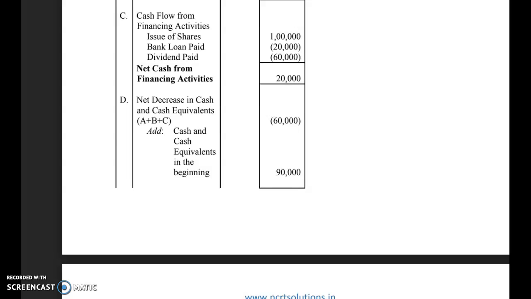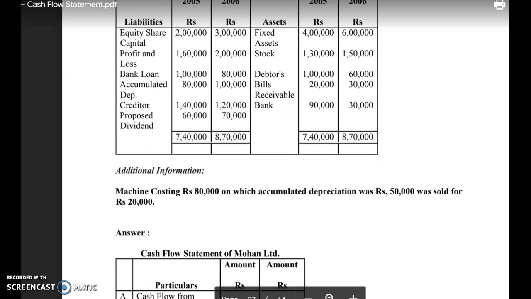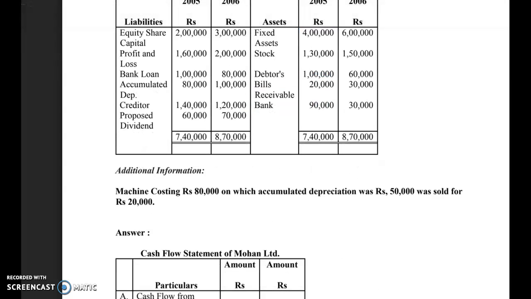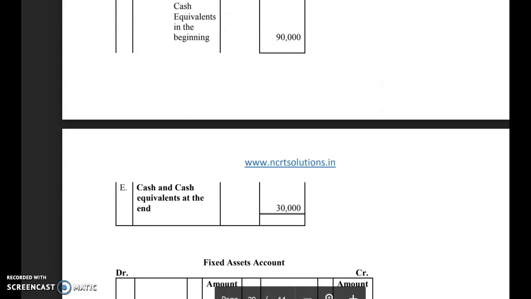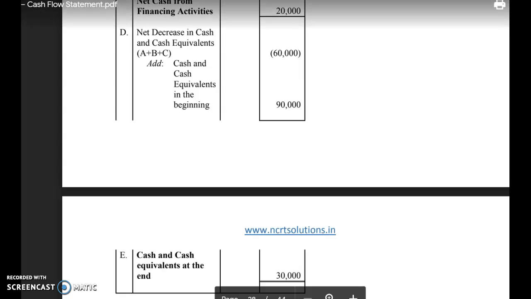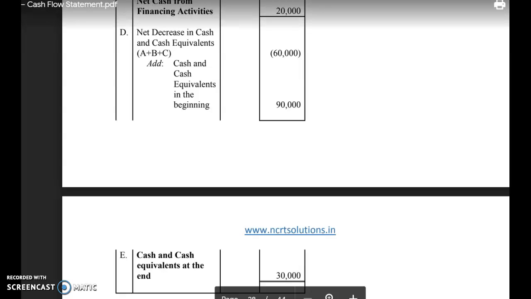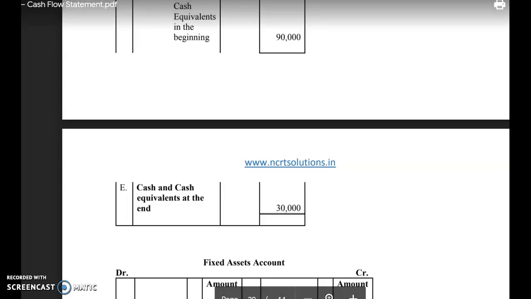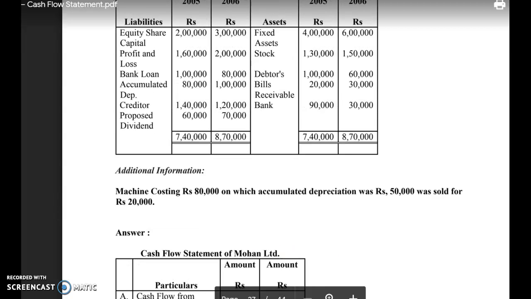Now we will add to this the opening balance of cash and cash equivalents. Here, as per the balance sheet, it is given as 90,000 and closing is 30,000. Now 90,000 will be added here. You would find that 30,000 is the cash and cash equivalents at the end: 90,000 plus of the beginning balance, 60,000 minus, then cash and cash equivalents at the end is 30,000. See, as per the statement, it is given 30,000.